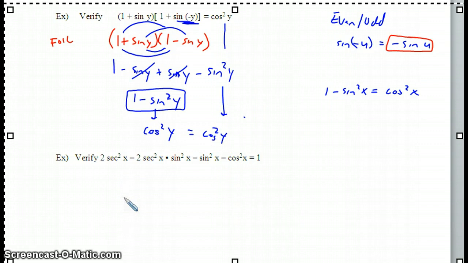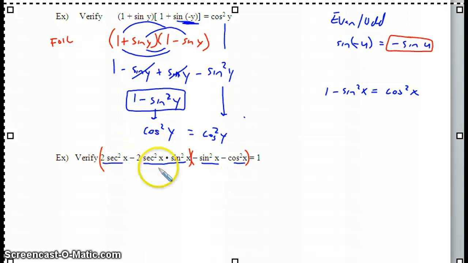Okay, so if we take a look at the next example, we want to verify that this entire problem can be set equal to 1. As I look at this problem, I'm noticing I have one term here, a second term here, a third term here, and a fourth term there. So anytime I've got a 4-term polynomial, I usually want to try the grouping method for factoring. So what I'm going to do is put my first term and my second term in a set of parentheses, and then put my third and fourth terms in their own set of parentheses, and pull out the greatest common factor for each.